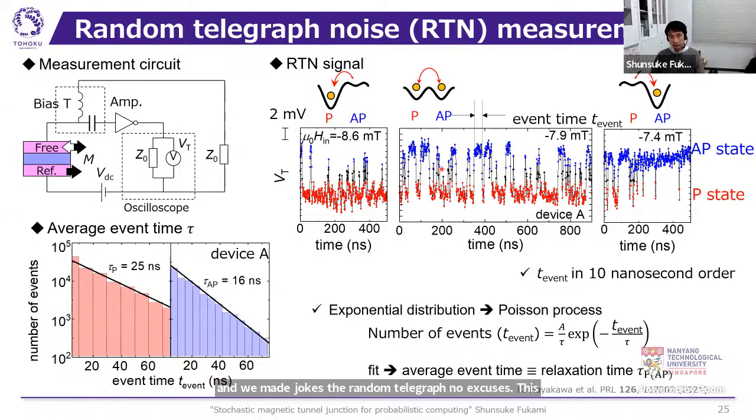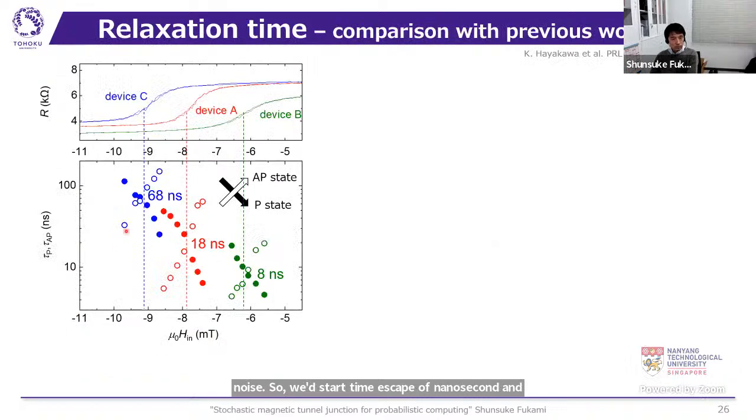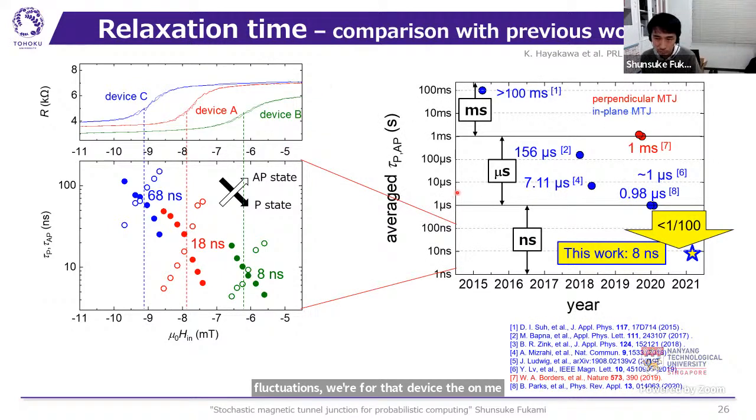We found a very fast random telegraph noise, with a time scale of nanoseconds. And this shows the relaxation time of the parallel and anti-parallel states as a function of the in-plane field. We obtained 8 nanosecond fluctuations for device B. And if we plot these results on the history of the relaxation time of stochastic MTJs, we found that our device can achieve a 100 times shorter fluctuation time than the previous records.